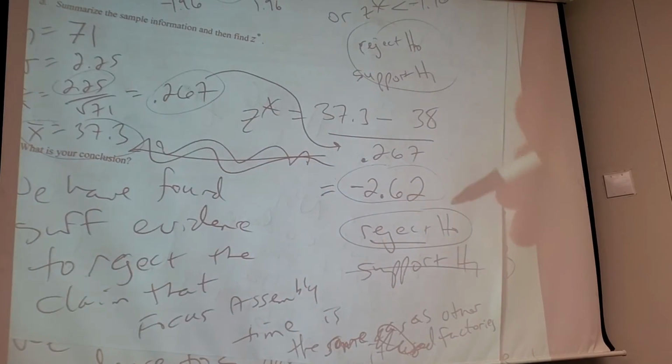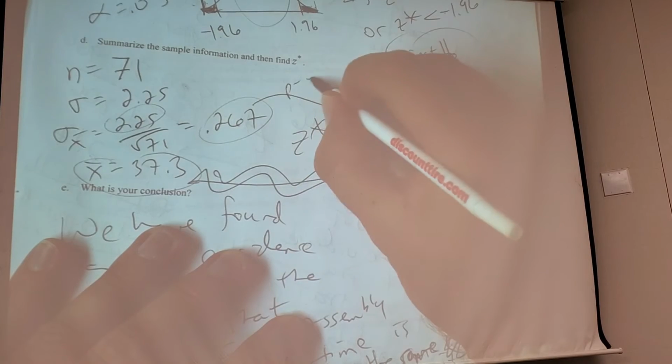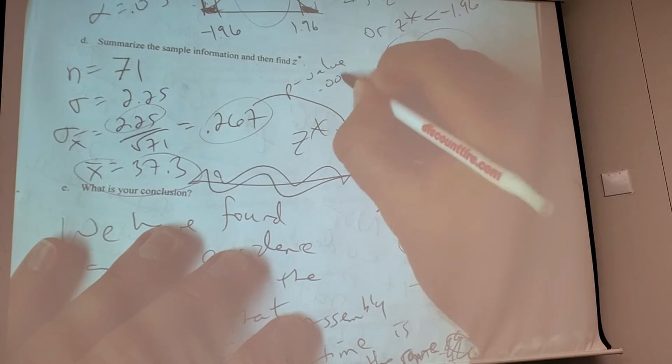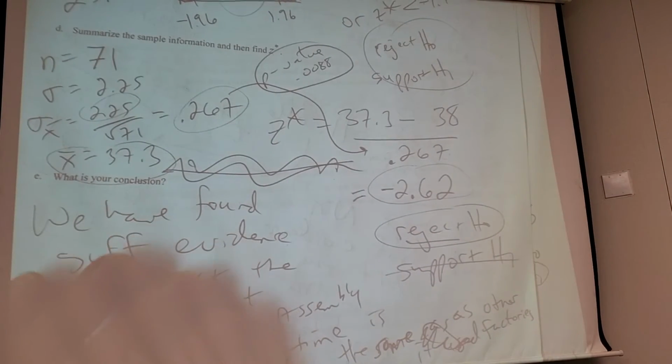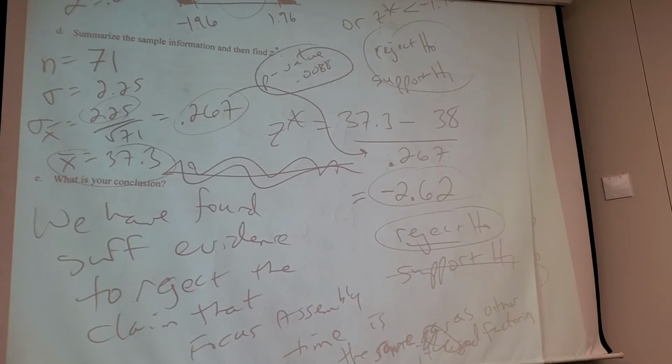So if I look up -262, I get an area of 0.0044, so this guy's p-value would be 0.0088. Still the area in the tails, it's a 2-tail test, so I got to double it to be fair to compare it.